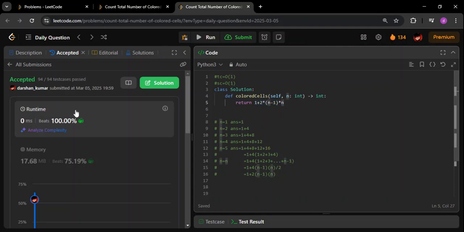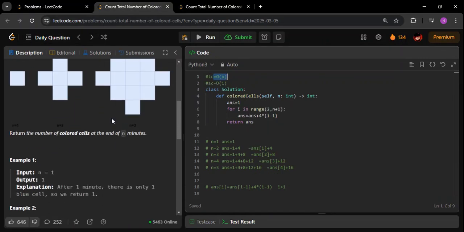If you submit this, your solution will obviously beat 100%, because it is O of 1 space and O of 1 time. It is not taking any space or time, because we are not using any for loops or any variables for that reason. It's a total constant. Everything is constant here. For whatever value of n, this will always be constant. So yep, this was the solution.